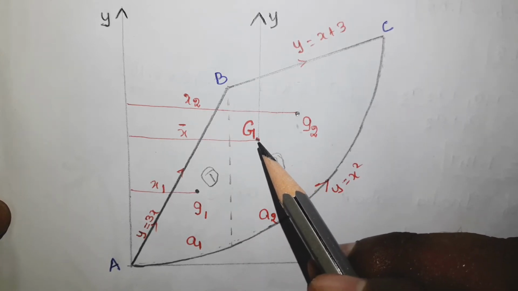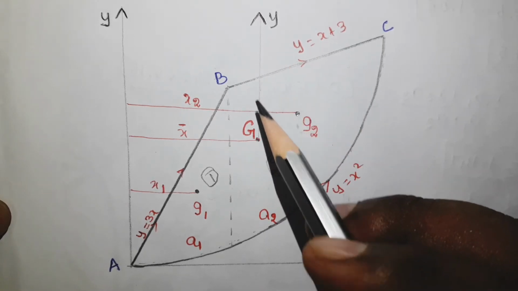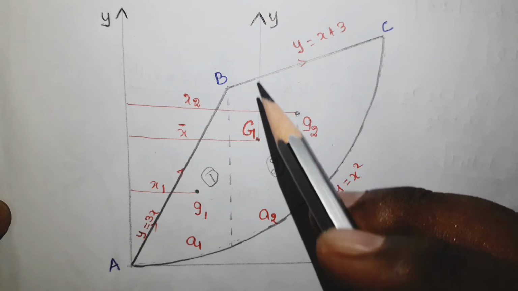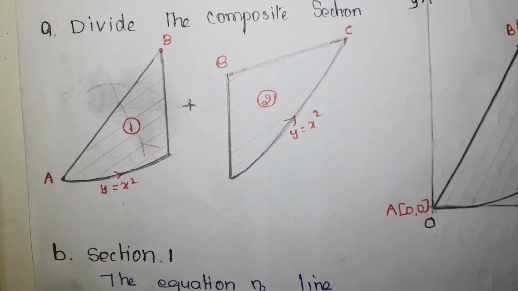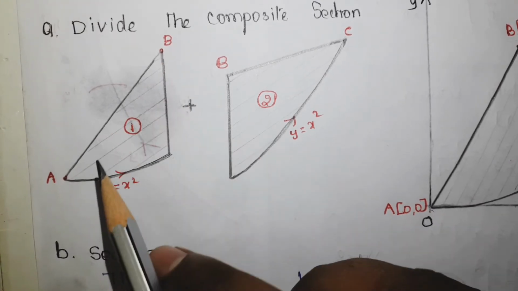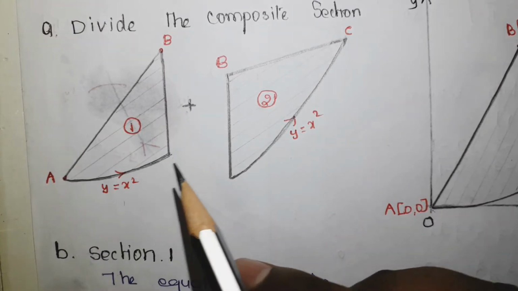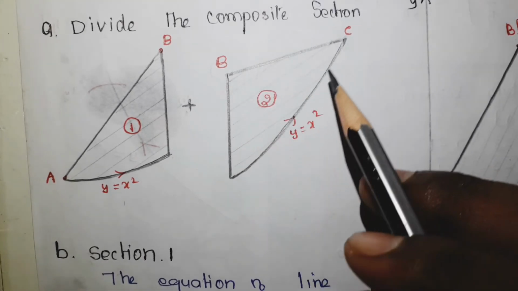Now this is the centroid for this object and this is the centroidal y-axis. We have to find the moment of inertia with respect to this axis only. So this is what is done here. This is section 1, and this is a straight line, whereas this is a curve. Similarly, this is section 2. Here is a straight line and here you have the curve.